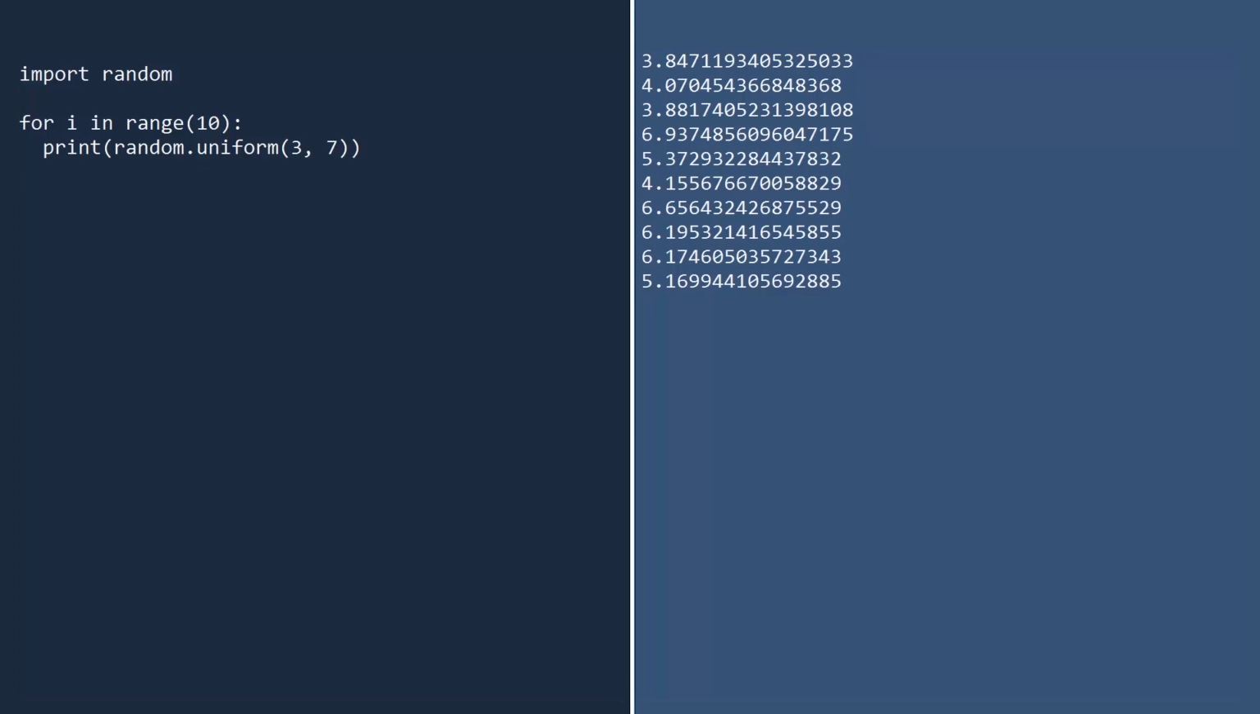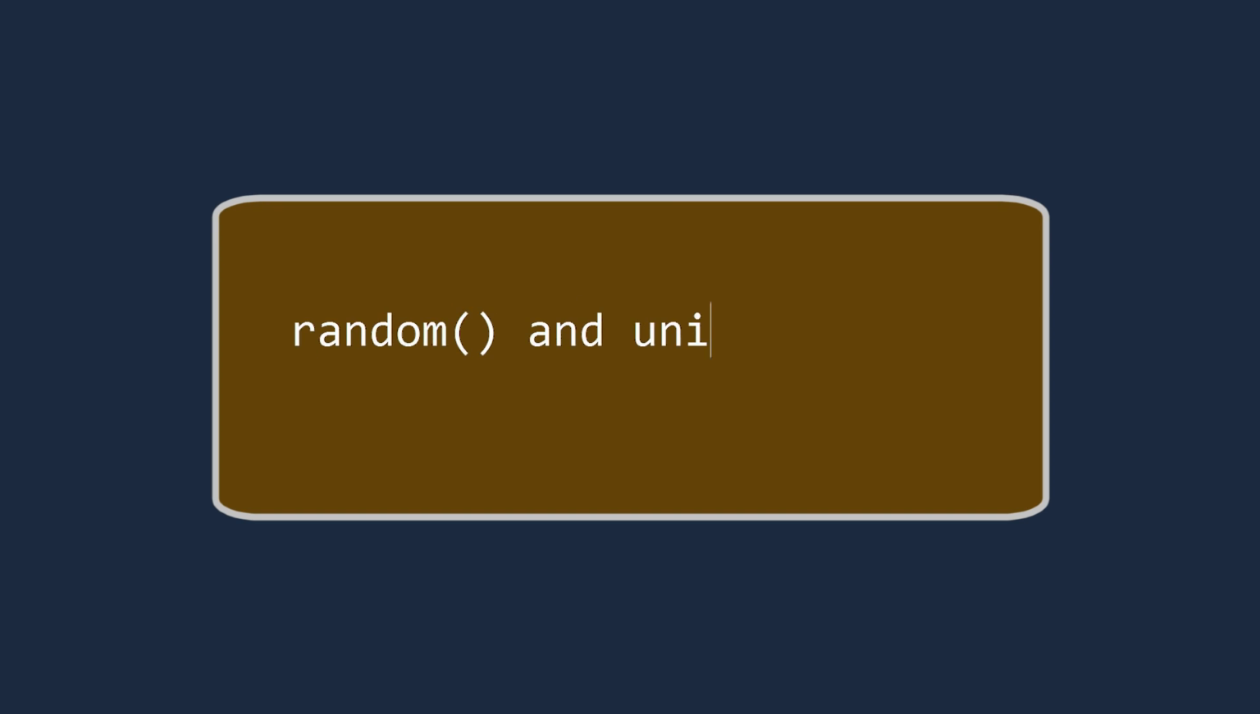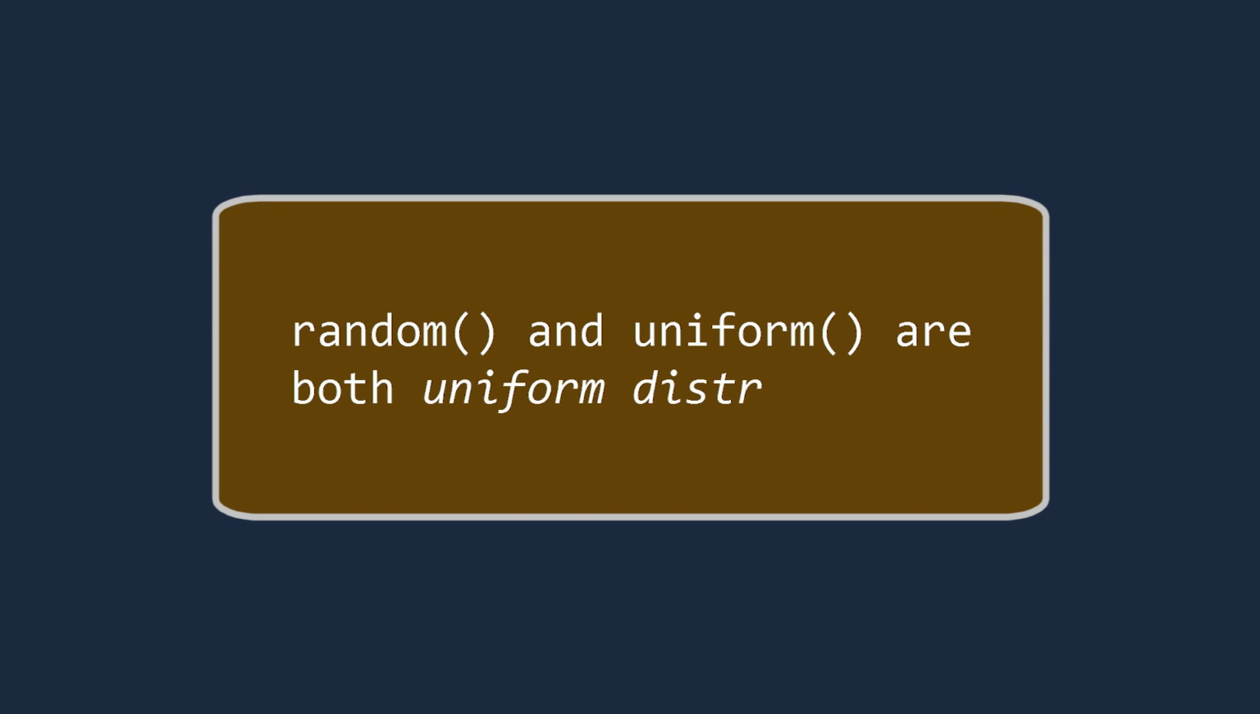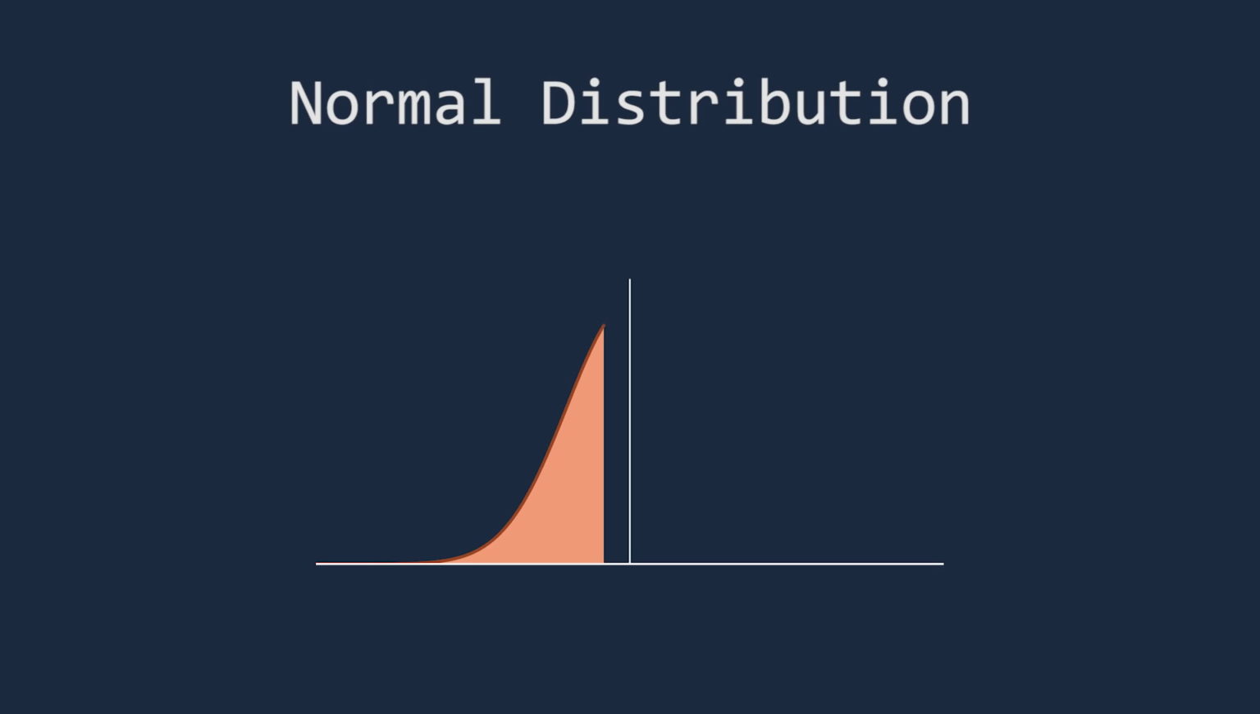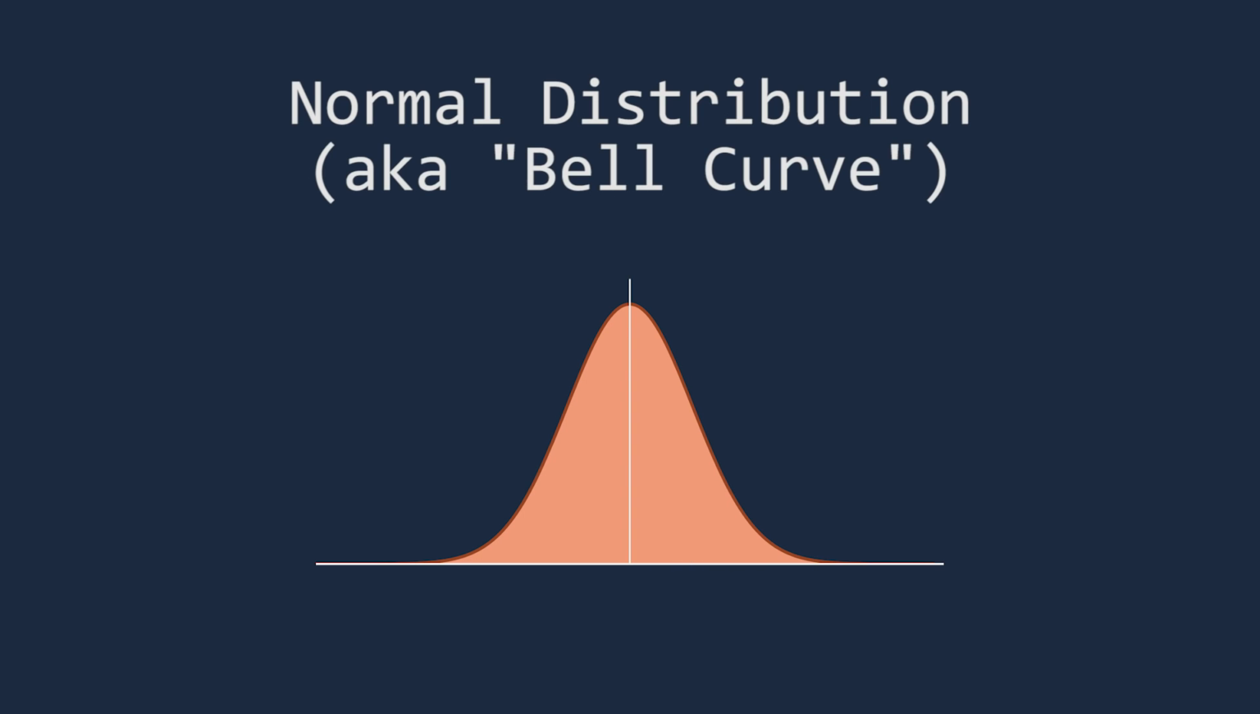Let's test the uniform function. Like before, we will pick 10 random numbers uniformly chosen between 3 and 7. Run. Excellent. The random and uniform functions are both uniform distributions. But there are other distributions where some groups of numbers are more likely to be chosen than others. The most widely encountered is the normal distribution, also known as the bell curve.